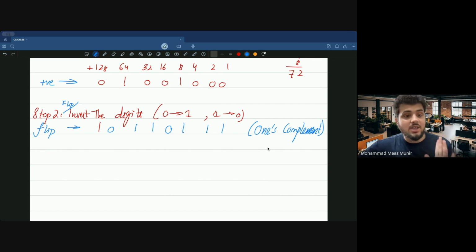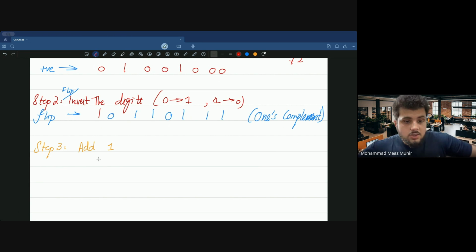But this is not the answer. There is a third step to it. Step number 3 is add 1. How am I going to be adding 1? Remember, last week we studied addition of binary numbers. So let's say I write 101101111 and I add 1 onto it. What's the answer going to be?